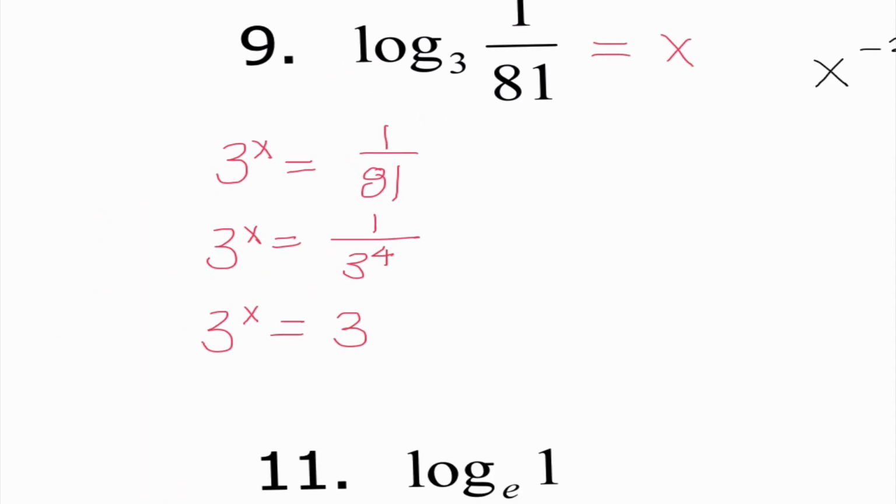So going back to this particular problem, I have 3 to the 4th in my denominator. If I want to bring that up to the numerator, it's going to become 3 to the negative 4th. So I get x is equal to negative 4. Now, if you really want to check in your calculator, you could do 3 to the negative 4th power. And when you convert that decimal value, you should get 1 over 81.